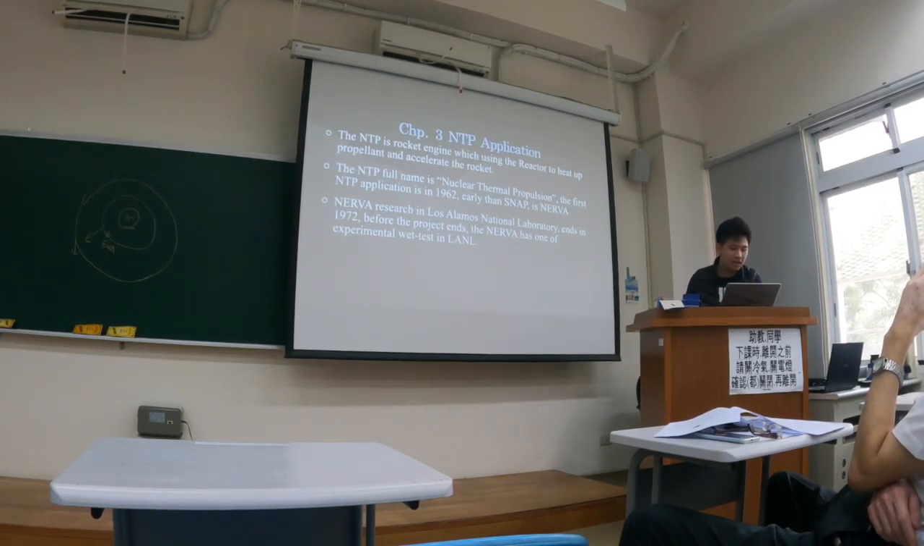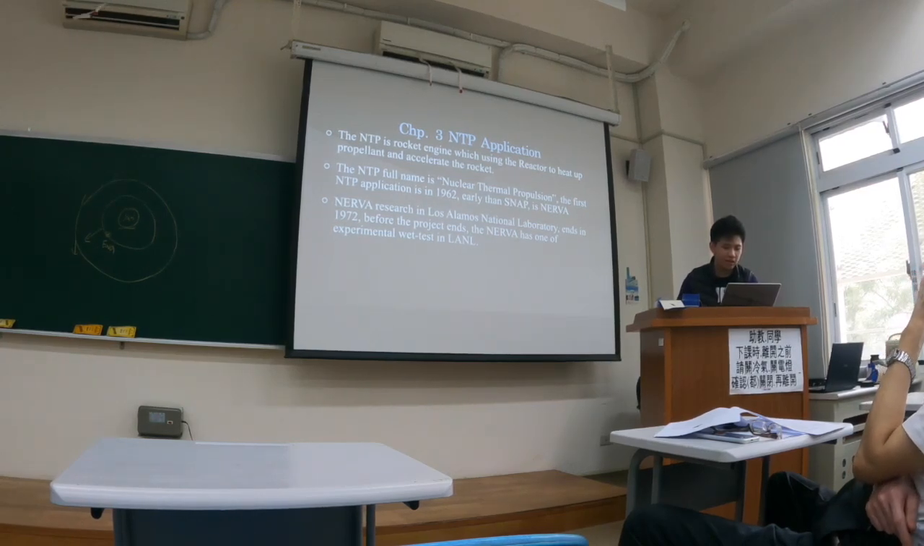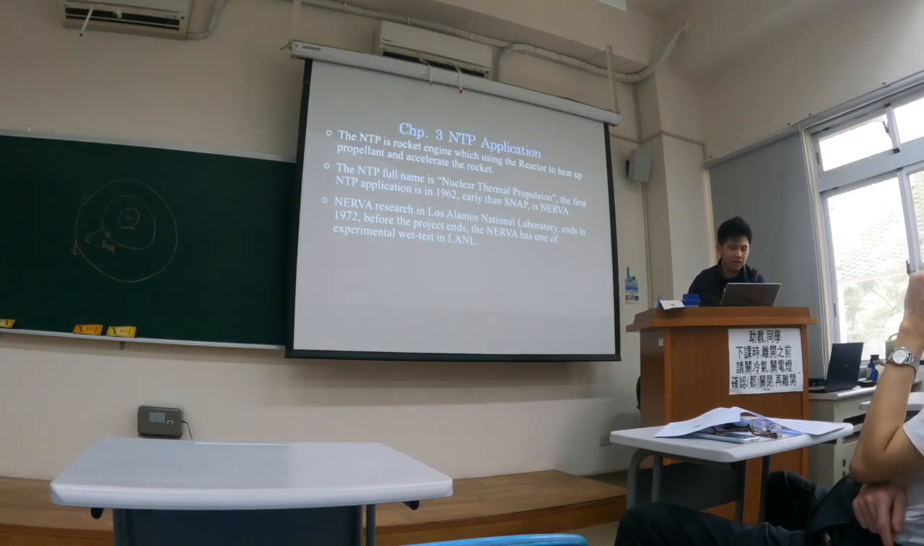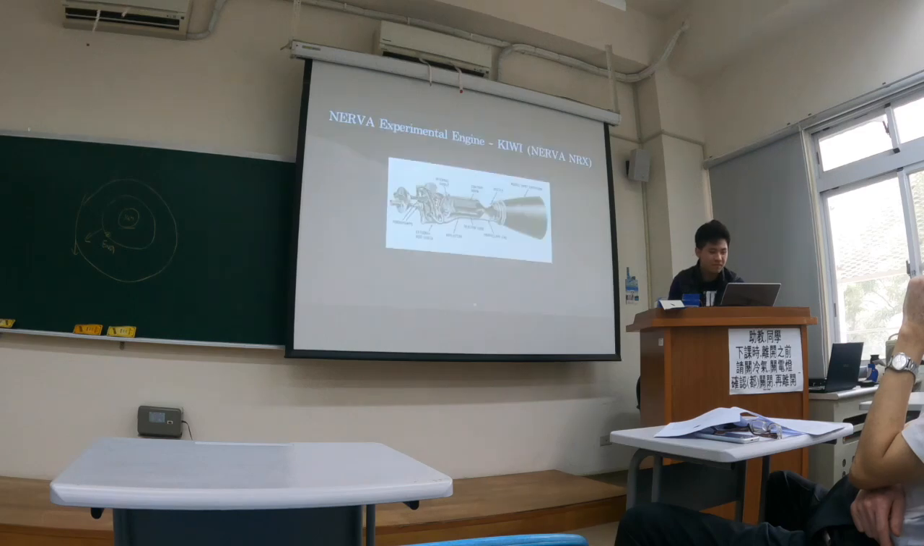The first NTP application is in 1962. Earlier than that is called NERVA. NERVA was researched in Los Alamos National Laboratory, and in 1972, before the project ended, NERVA had one of its experimental tests in Los Alamos National Laboratory. So NERVA is an experimental engine.